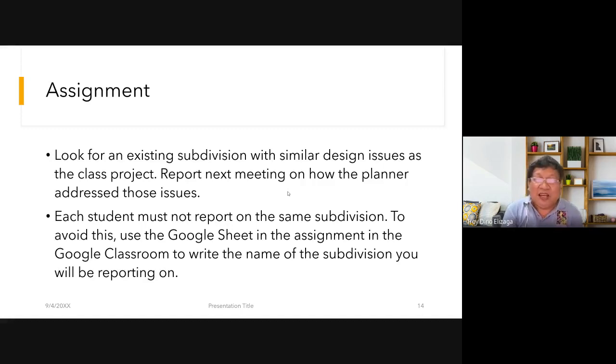But I don't know. To avoid this, use the Google Sheet in the assignment in the Google Classroom. So I'm actually putting up by 3:30 it will be released. There's an assignment in Google Classroom that will come out with the Google Sheet. So you access that and then you put in your name of the subdivision and the location right beside your name. Okay, so it's first come first serve. So when you go in there and someone else has beaten you to it, and someone else has written the name of the subdivision that you want to tackle, you have to look for another.